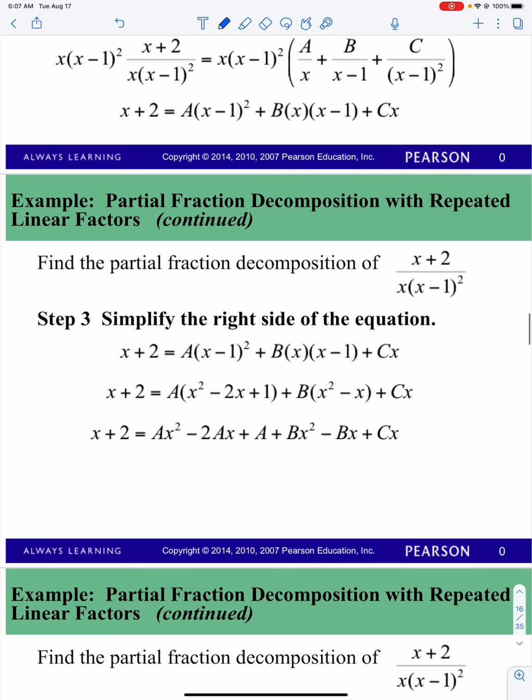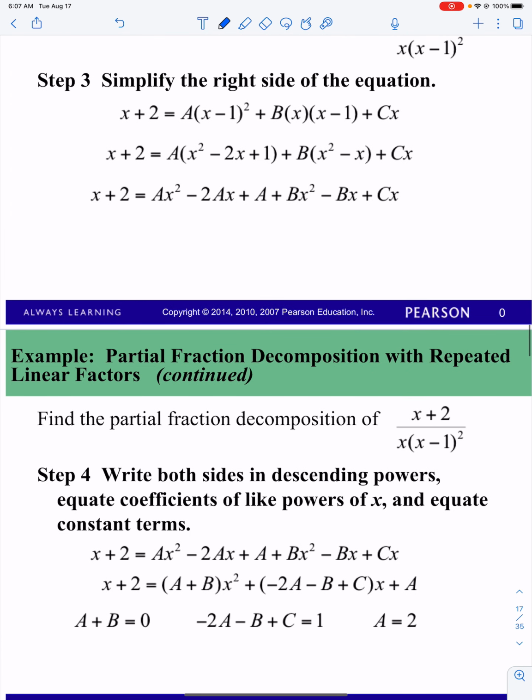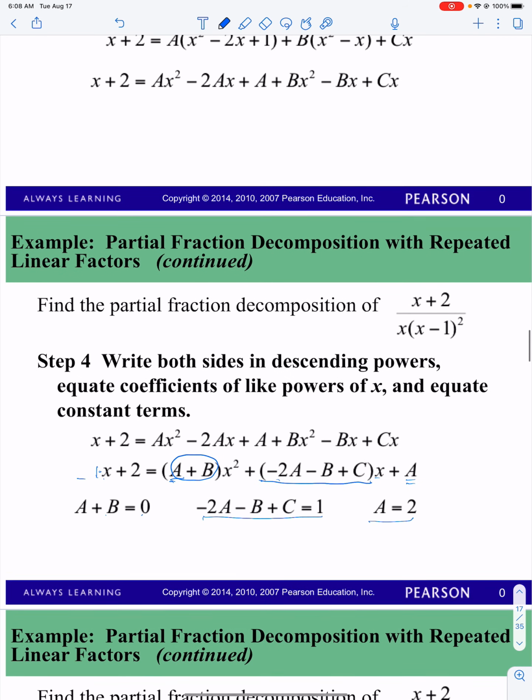And the method from the book is similar as before: you compare the coefficients here. This means if you combine like terms, do you have an x squared term here? No x squared term. What does this mean? A plus b has to be equal to 0. Do you have an x term here? You do. What is the coefficient here? It's 1, yeah? So this means negative 2a minus b plus c has to be equal to 1. Then the constant term has to be equal to a.